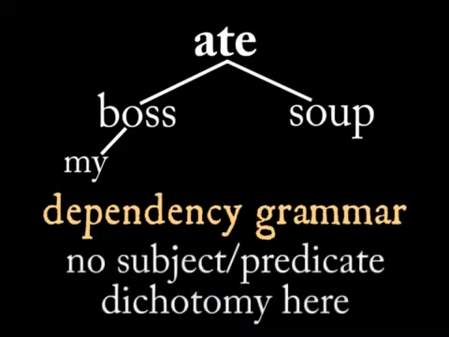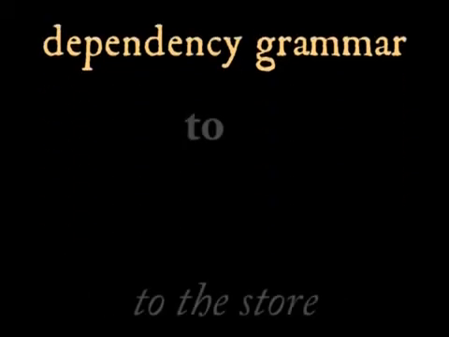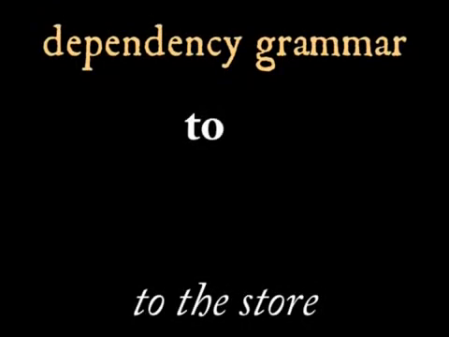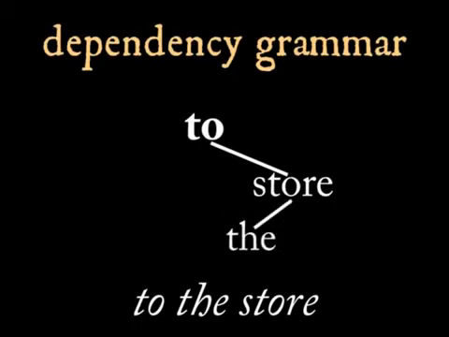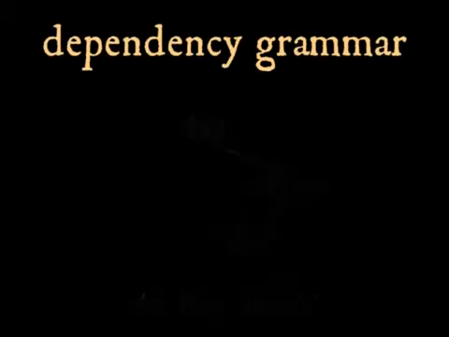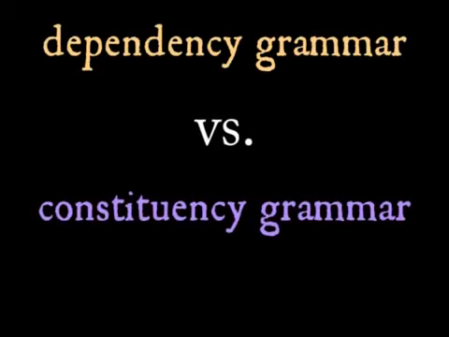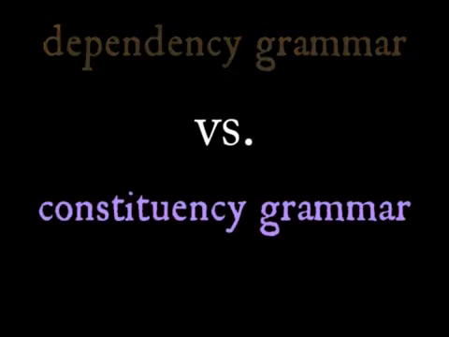Crucially, though, it does not break sentences into subject, the doer of the action, versus predicate, the action and everything acted upon. Take the other example, to the store. The preposition to has a dependency that goes this way, and the article depends on the noun governed by that preposition. Phrases or dependencies are two ways of breaking syntax down into the smallest relationship between words.